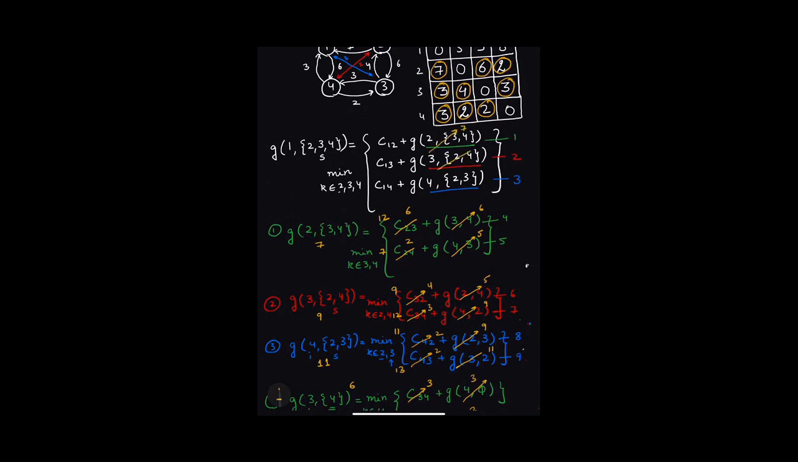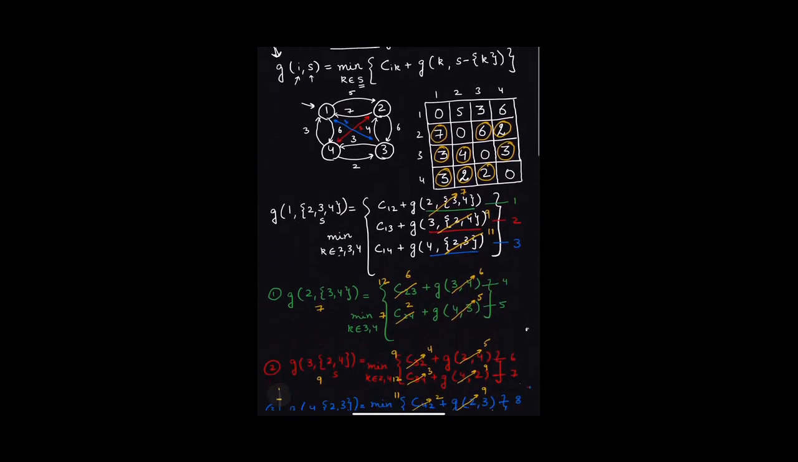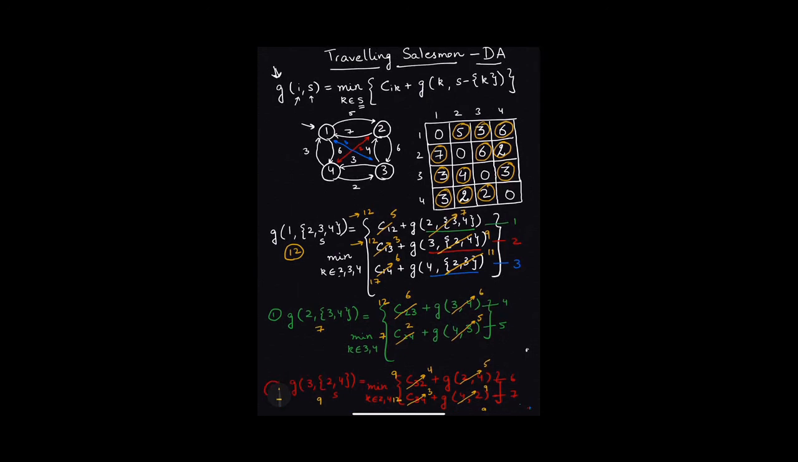So this becomes 7, this becomes 9 and this becomes 11. The value of C of 1, 2 is 5, 1, 3 is 3, and 1, 4 is 6. So the total value that I would be getting is 12, 12, and 17. So the minimum value I'm getting is 12. You can get it either from this or you can get it from this. So the solution to the traveling salesman problem, I'm getting a value of 12.